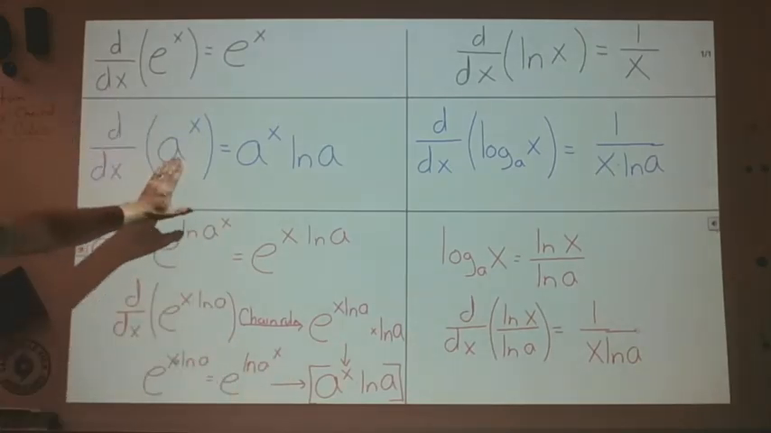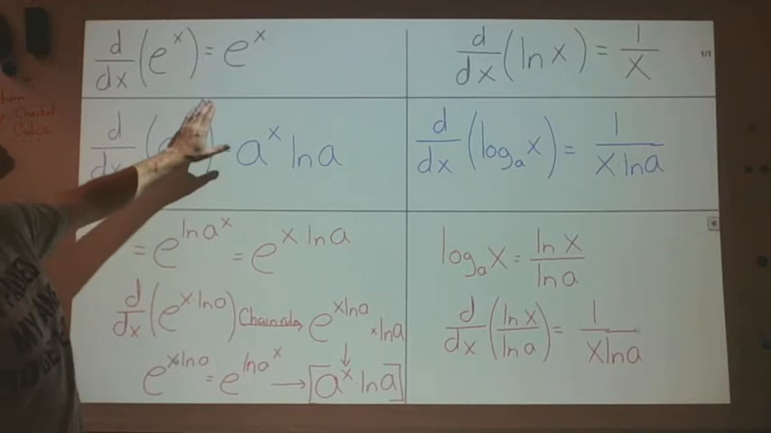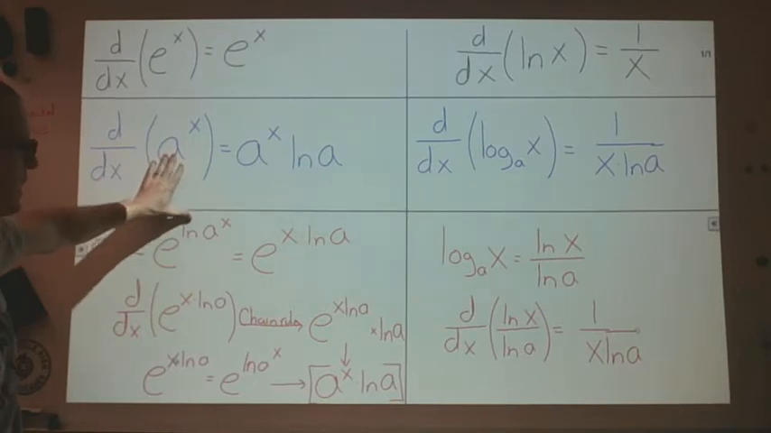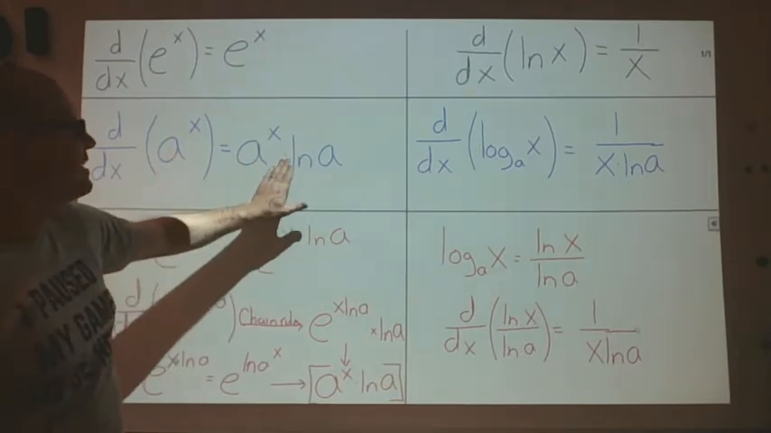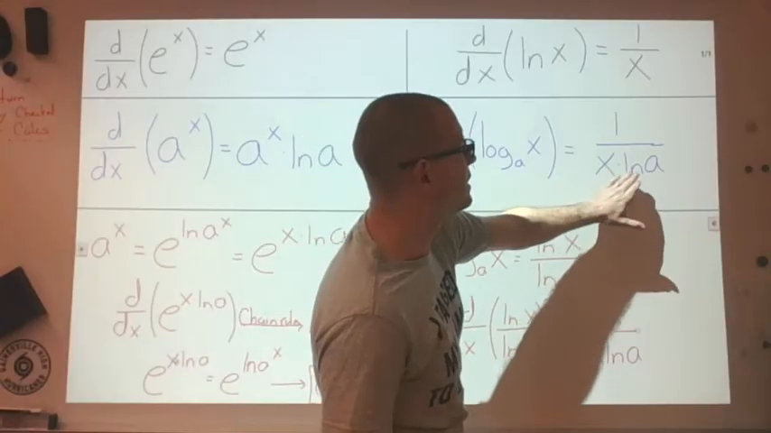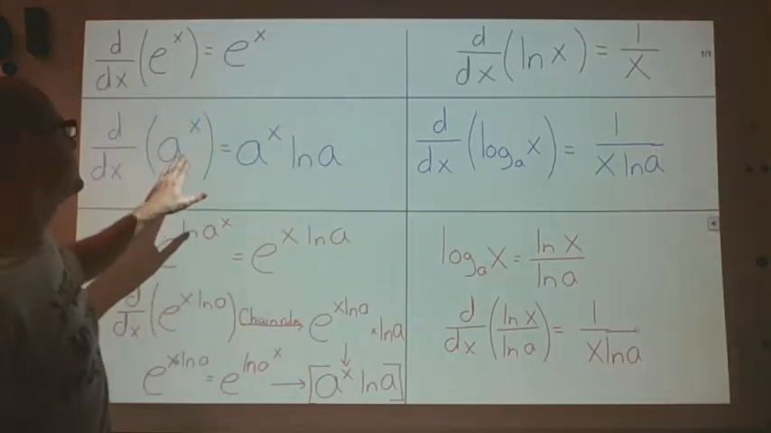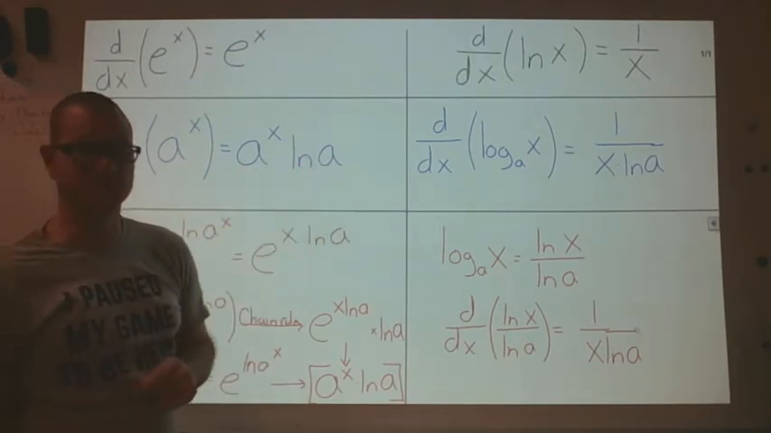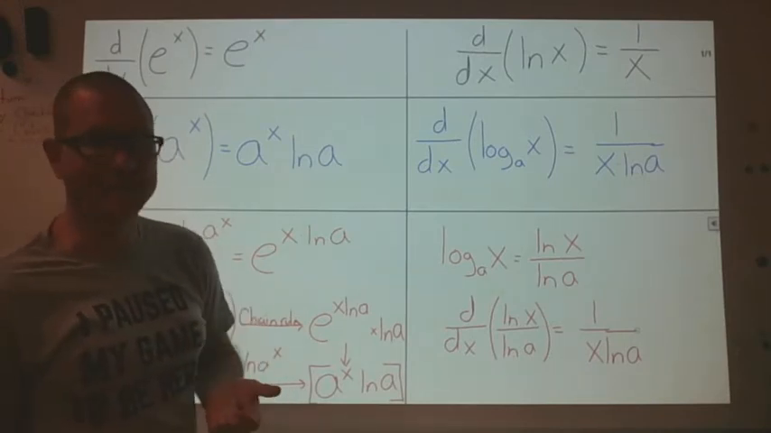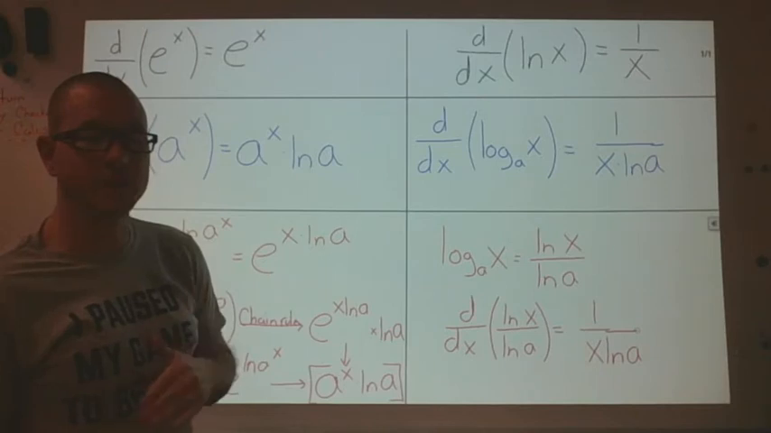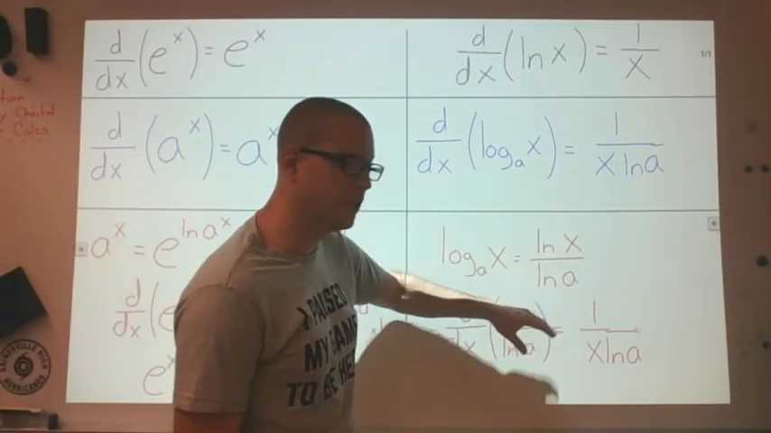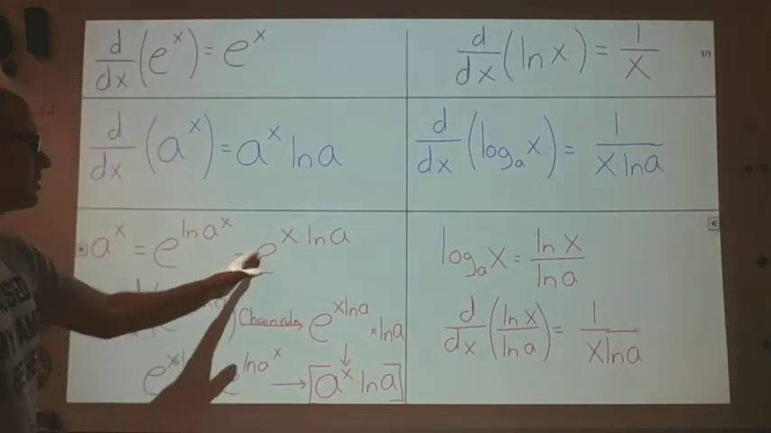For our exponential functions with a base that is not e, so 2 to the x, 17.39 to the x, whatever you want, we end up with a to the x and the natural log of a. So very similar to this. It repeats the exponential function and tacks on a natural log of the base of that exponential function. So if we had 3 to the x, its derivative would be 3 to the x times the natural log of 3. Really for the same reason as the log base a, because we're going to change it to the natural base. It's just a little bit more complex.